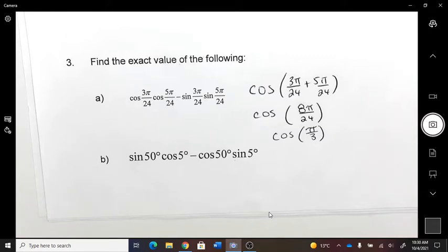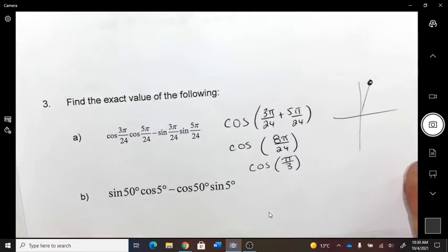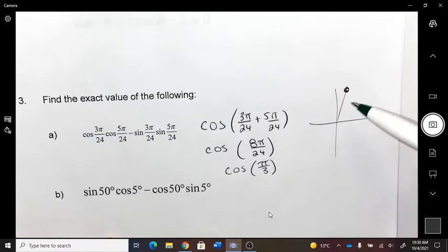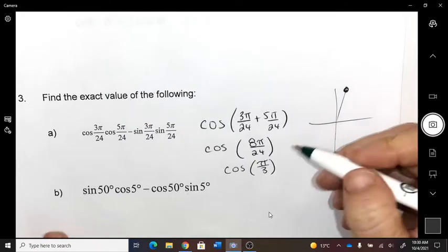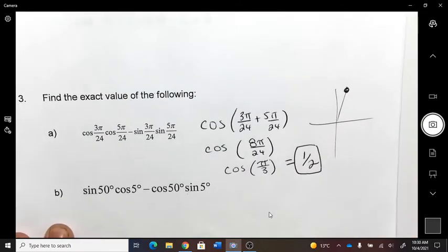Okay, now you have to go to your unit circle. What is the cosine value when you look at pi over 3? So find the pi over 3. What is the cosine there? Is it 1/2? Okay, the x value.